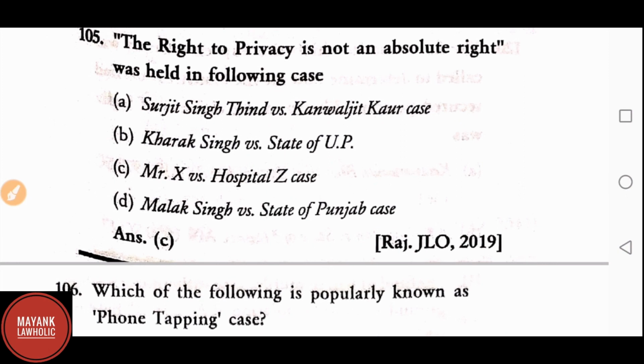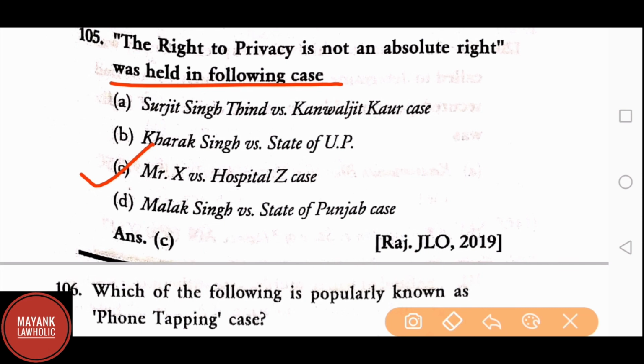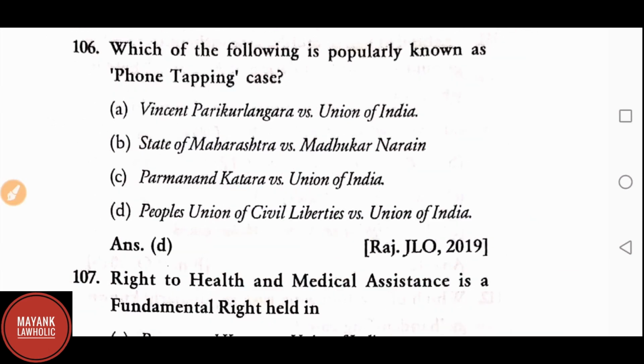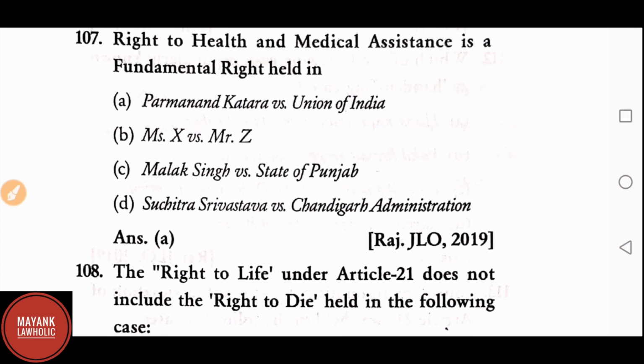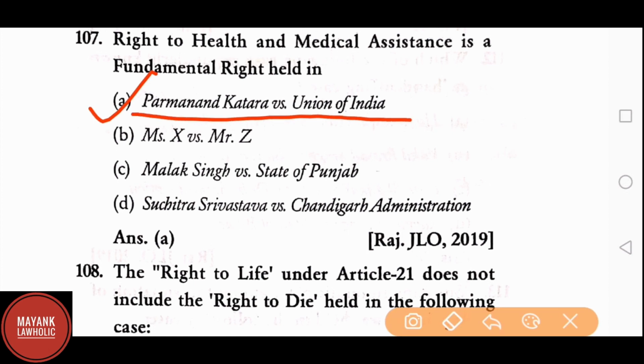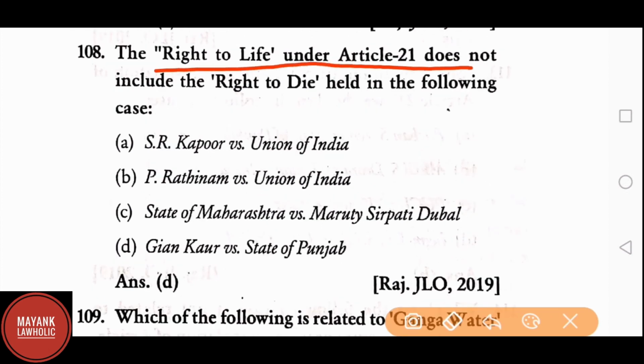The right to privacy is not an absolute right was held in the following case, that is C. Mr. X versus Hospital Z case. Which of the following is popularly known as phone tapping case? The answer is PUCL versus Union of India. The right to health and medical assistance is a fundamental right held in Parmanand Katara versus Union of India. The right to life under Article 21 does not include the right to die. This was held in the case of Gyan Kaur versus State of Punjab.